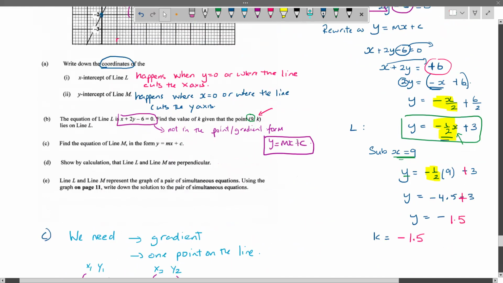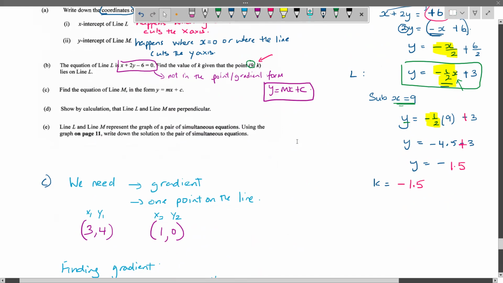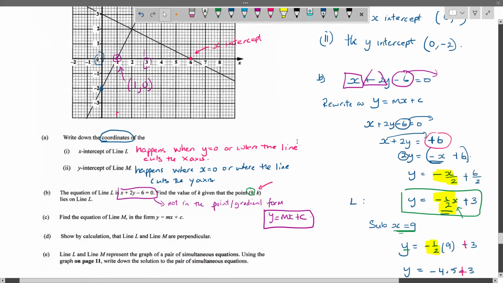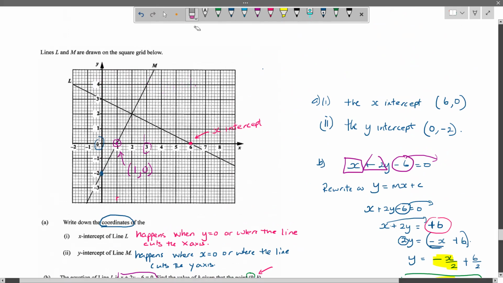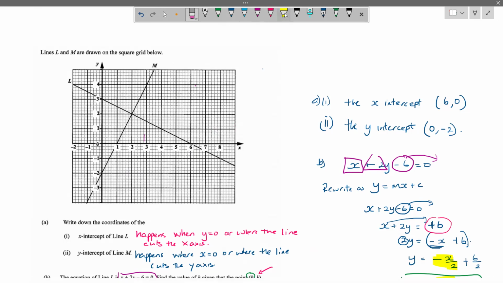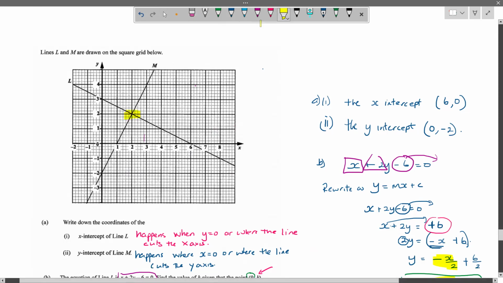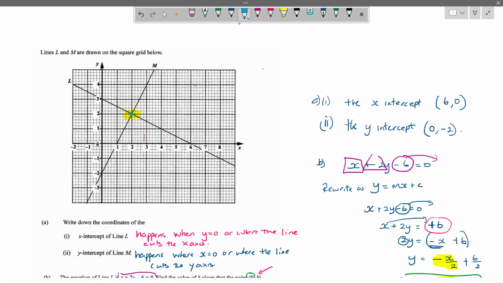Right? Part E, they want us to solve the simultaneous equations. So there's no working really to do here for that, right? To solve a pair of simultaneous equations graphically, we look for the point of intersection. Where the two graphs intersect, cross each other, the coordinates of this point here are going to be the solution to the simultaneous equations. So we're talking about x being 2 and y being 2 as well.